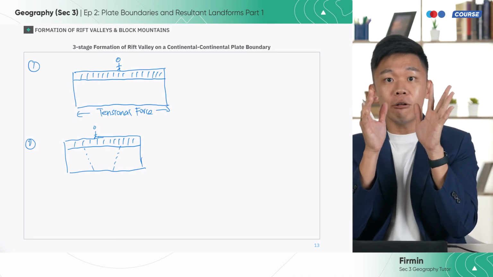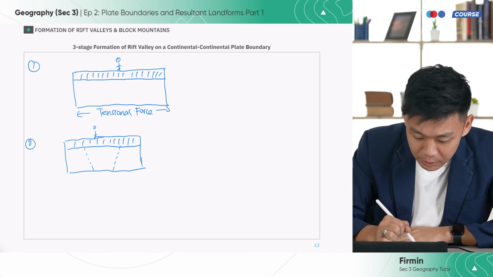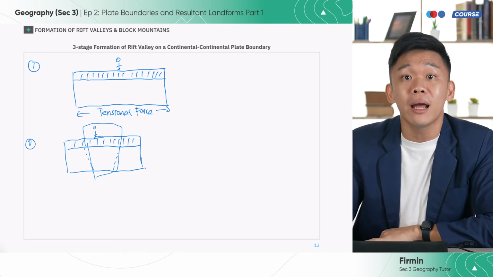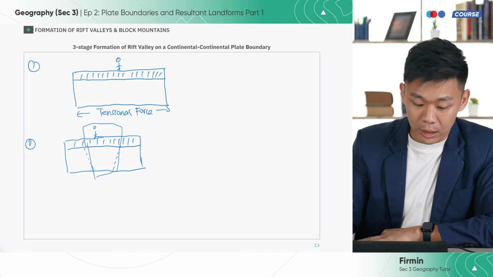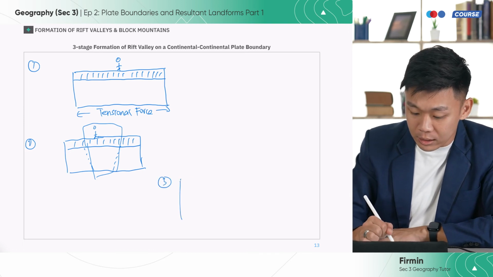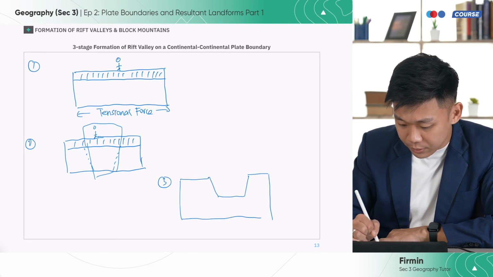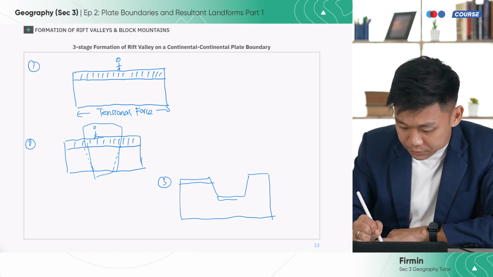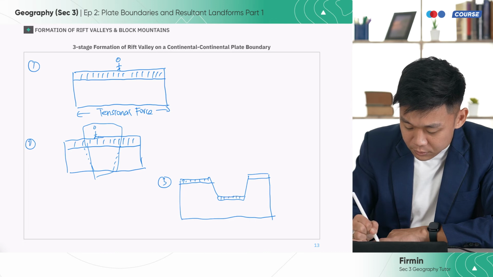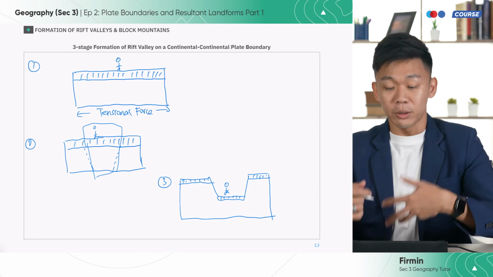So when you have bigger cracks and you keep pulling it, what do you think would happen to this middle portion, where I am standing right now? It will eventually sink. So it will become like that. So it will sink.